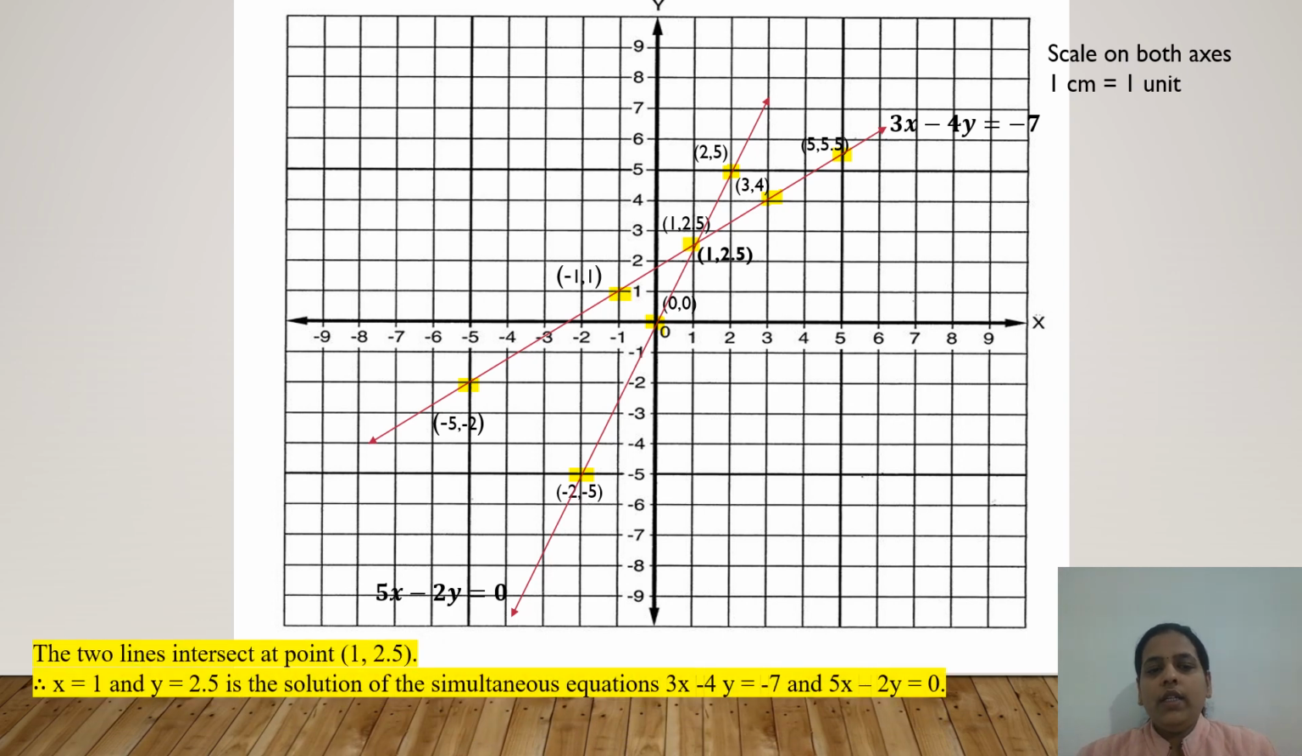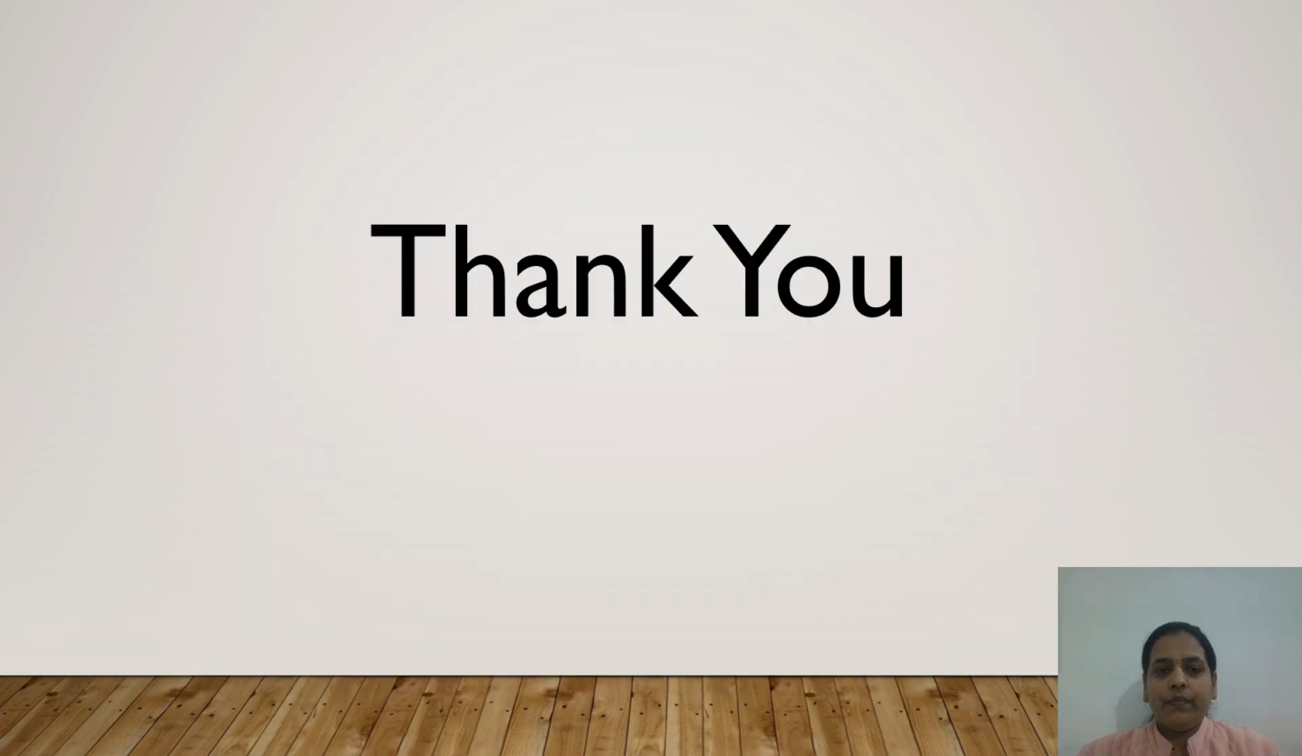So the two lines intersect at which point? That is 1 comma 2.5. Therefore x is equal to 1 and y is equal to 2.5 is the solution of the simultaneous equations 3x minus 4y is equal to minus 7 and 5x minus 2y is equal to 0. So in this way we draw the graph of linear equations and find the values of the x and y variables. So this is the detailed information related to the graphical representation of linear equations. Thank you.